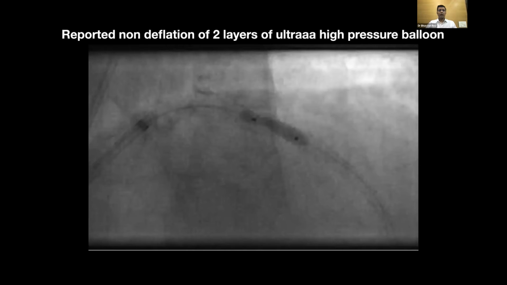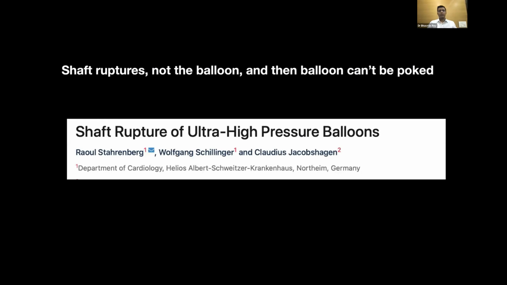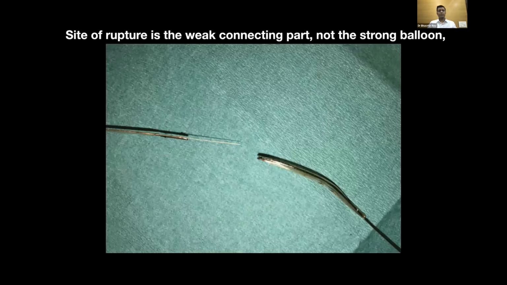This is another image which shows non-deflation of the ultra high pressure balloon in the LAD ostial lesion. This is the shaft rupture. When we go up to high pressure, the balloon's plastic layer is made in such a way that it will not rupture, but the shaft is not made of that material. There are reported 2 or 3 cases of shaft rupture at the connection point, the weak point. These are the cases, and these are the sites of the rupture.